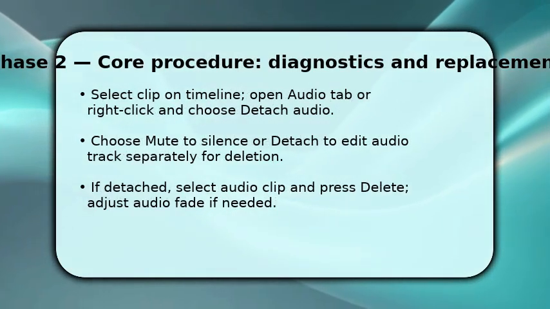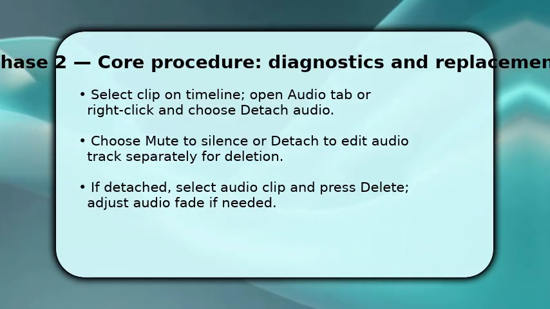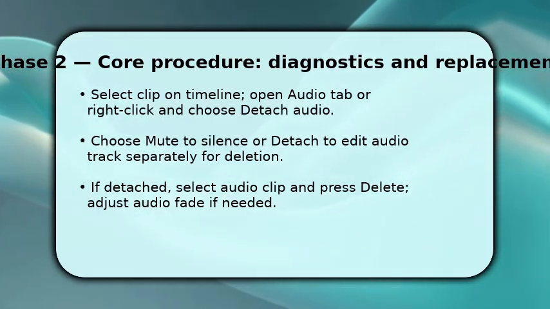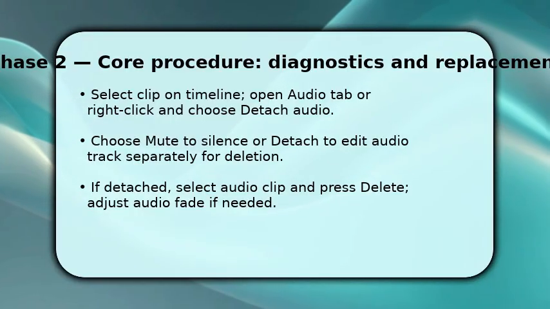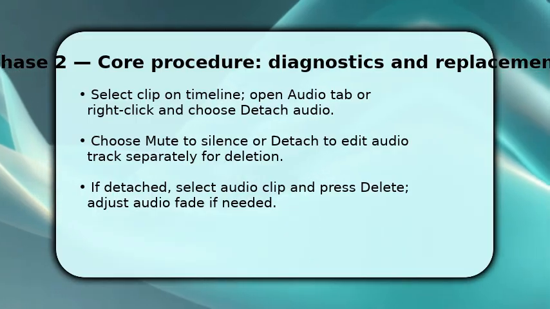This is the fastest way to isolate sound. If you want silence only, use the mute toggle. That keeps the audio layer but sets volume to 0. If you need to remove audio entirely, detach it, then select the separate audio track and press Delete.